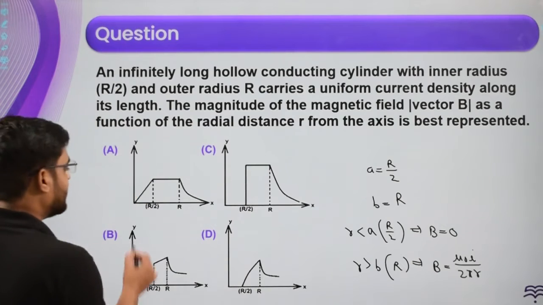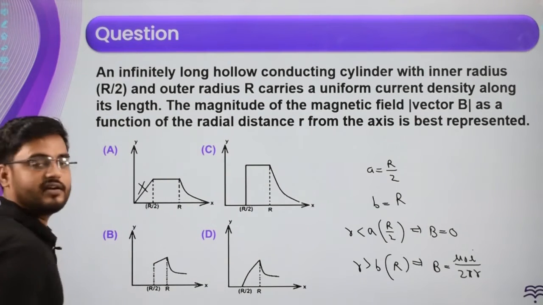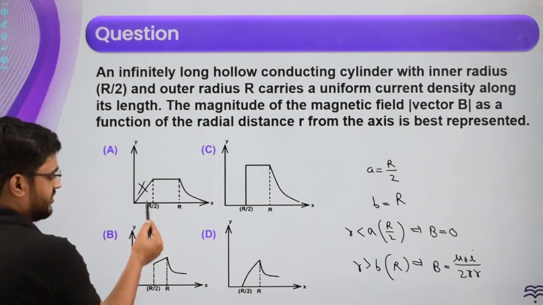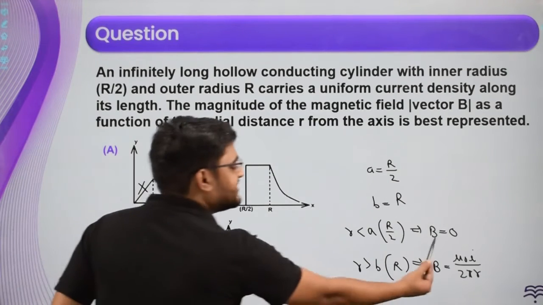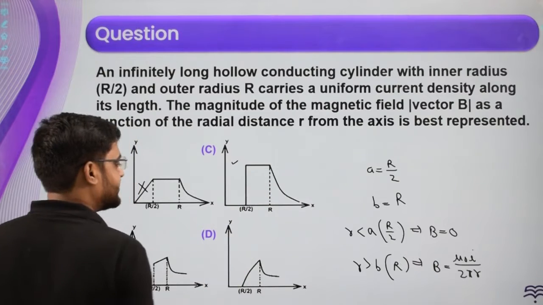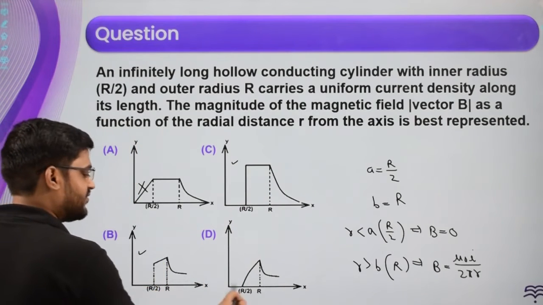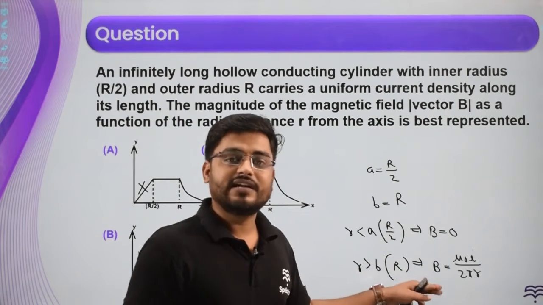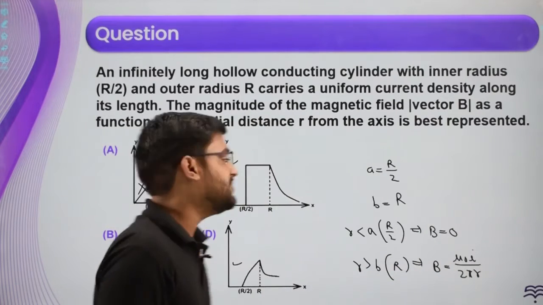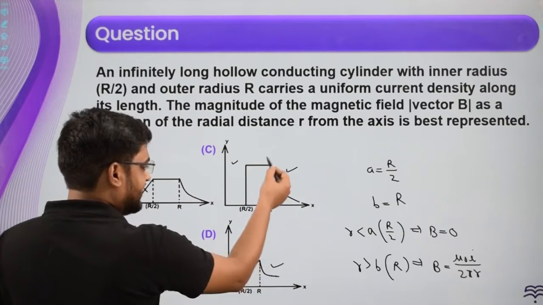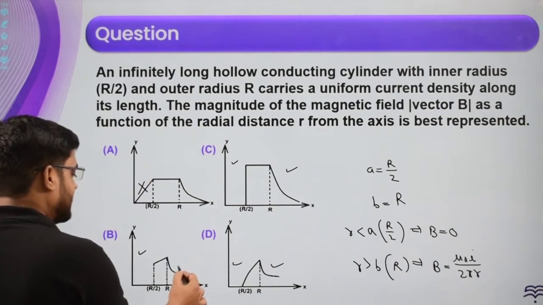So just check the graph. This graph is wrong because from the axis 0 to R by 2, it is linearly varying, which should be 0. So this graph is wrong. This we are keeping as of now. This also we are keeping because 0, and this also we are keeping. Now for greater than b, meaning greater than R, it is inversely proportional to r. So that meets the criteria. This also meets, as it is inversely proportional. So this also meets.